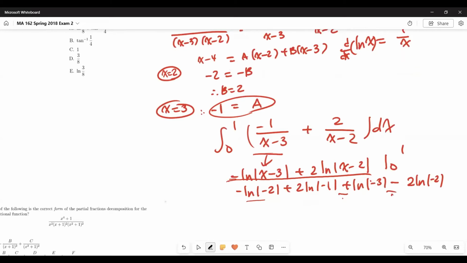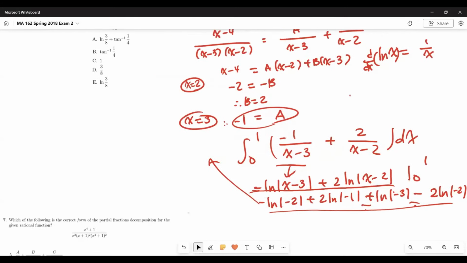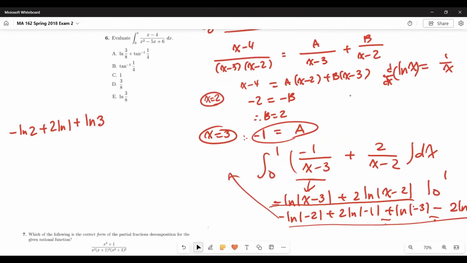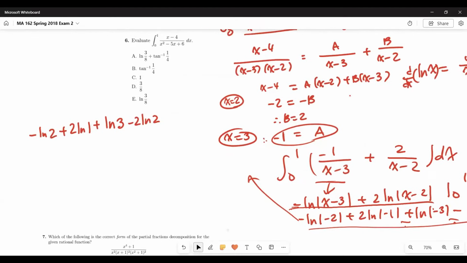Anyways, this eventually becomes negative ln 2 plus 2 ln 1, because it's absolute value, and then plus ln 3, and then minus 2 ln 2. Okay, ln 1 is 0, so it cancels out, and we have ln 3 minus ln 2 and then negative 2 ln 2, where the 2 can go up as a power, so it can be negative ln 4. So this just becomes ln of 3 over 8, which is E.